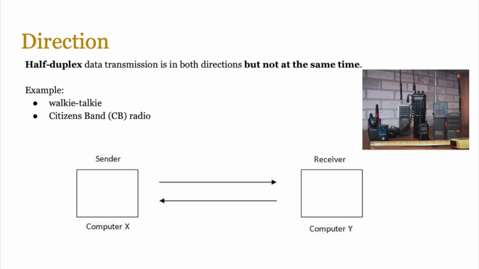The second direction is called half-duplex, and half-duplex is data transmission in both directions, but not at the same time. So it's kind of like a walkie-talkie where you just talk once. So you say the word over before the next person begins. Another example is citizens band radio, which is used by truckers and other people. And you represent that in a diagram by having two devices and drawing two arrows, one in each direction.